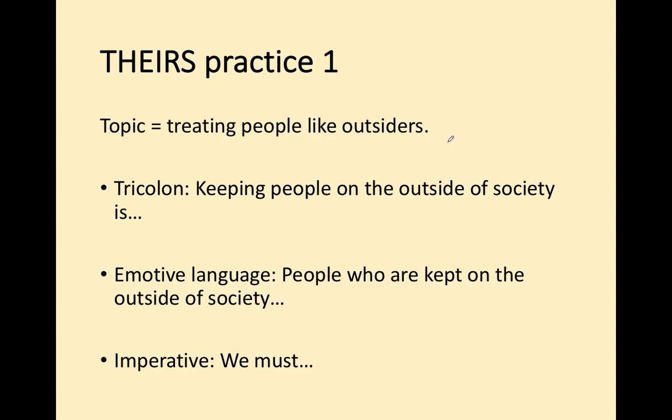Alright, so hopefully you've had a go. You should have written a tricolon, an emotive language, and imperative on your piece of paper. So what could you have had? I'll give you some examples, but as long as you've got something along these lines, that's absolutely fine. So tricolon, you could have had keeping people on the outside of society is harmful, disrespectful, and unnecessary. That would be 3 things that I could use to describe it.